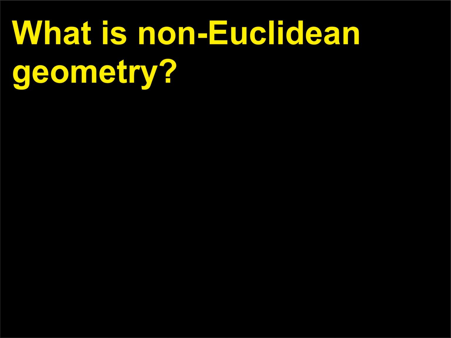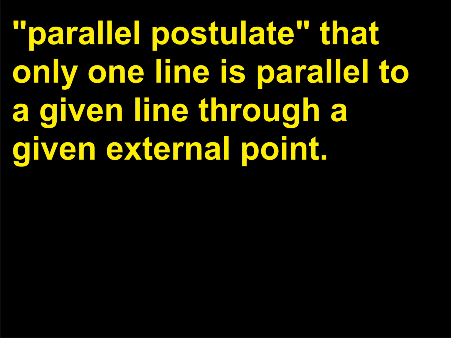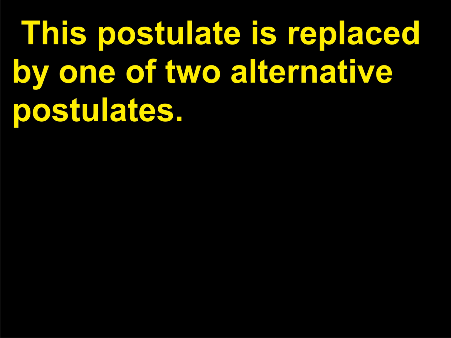What is non-Euclidean geometry? Non-Euclidean geometry is a branch of geometry that deals with Euclid's fifth postulate, the parallel postulate that only one line is parallel to a given line through a given external point. This postulate is replaced by one of two alternative postulates.